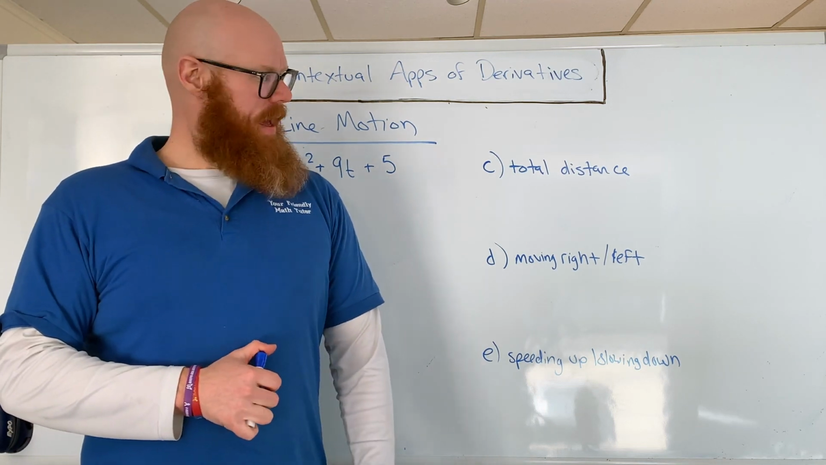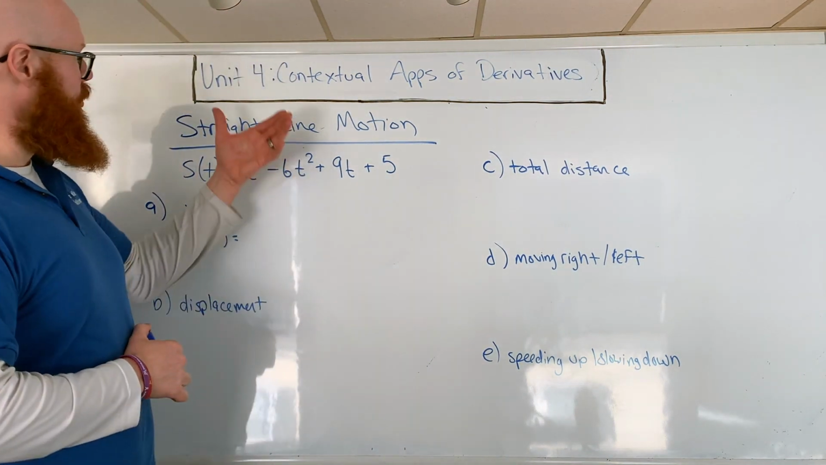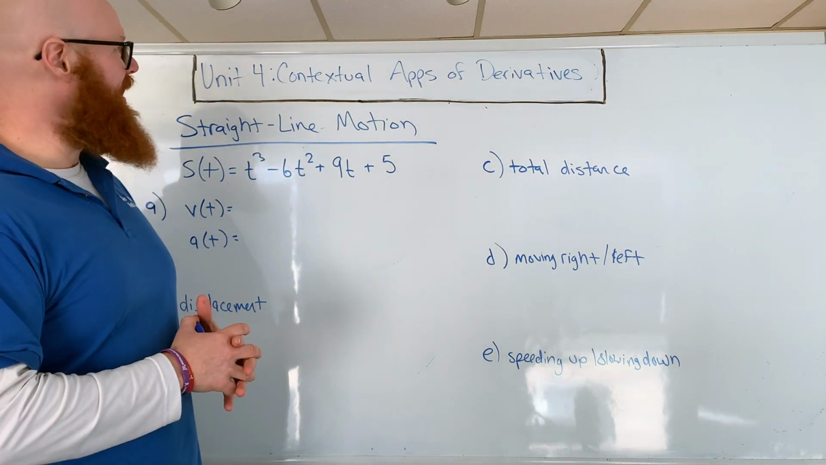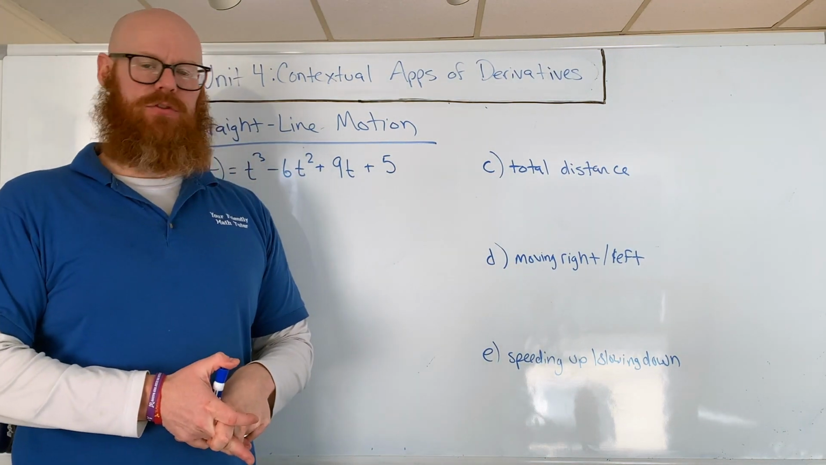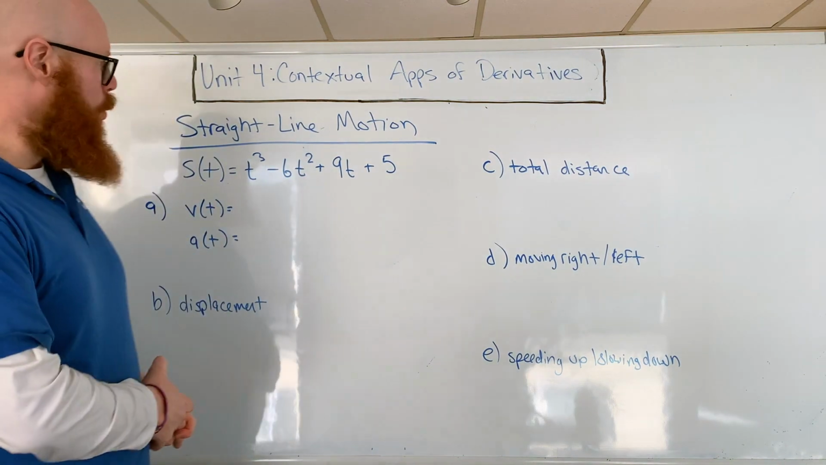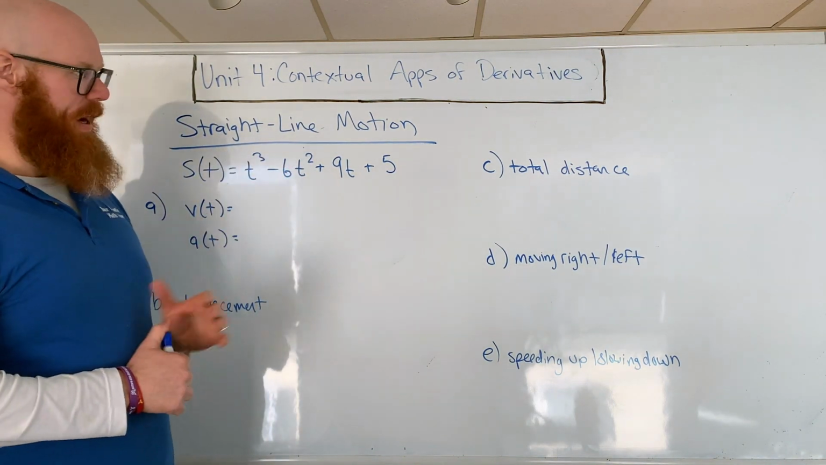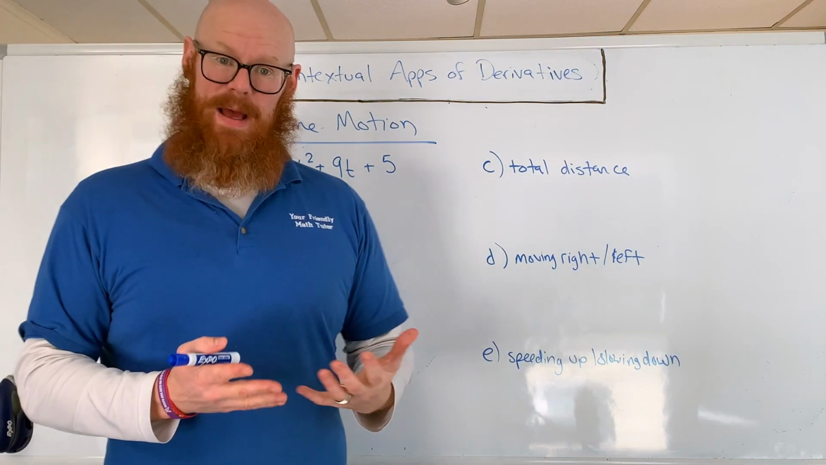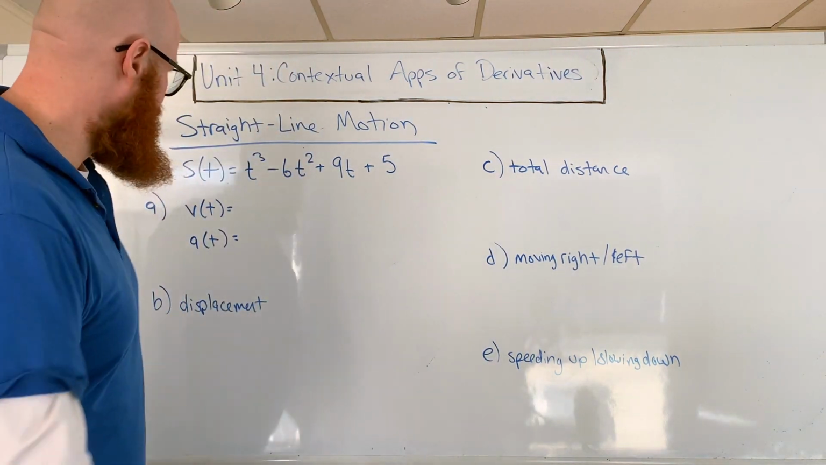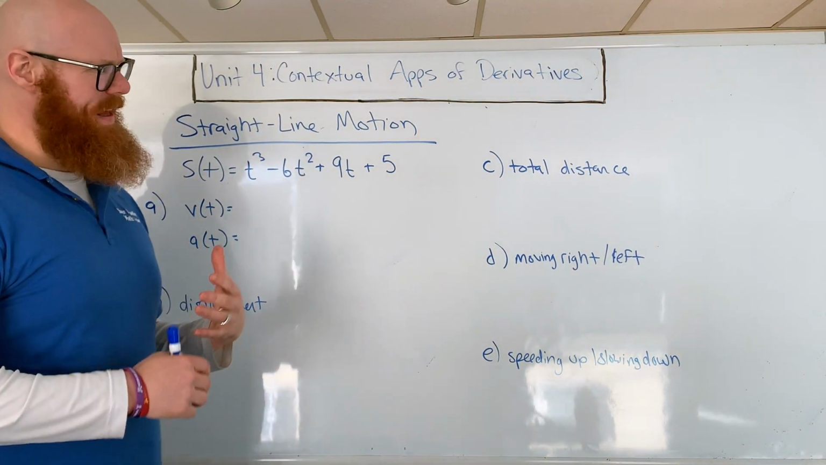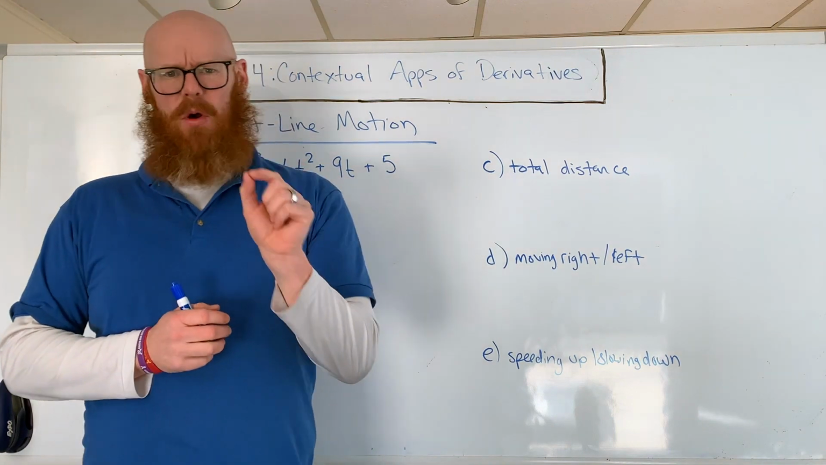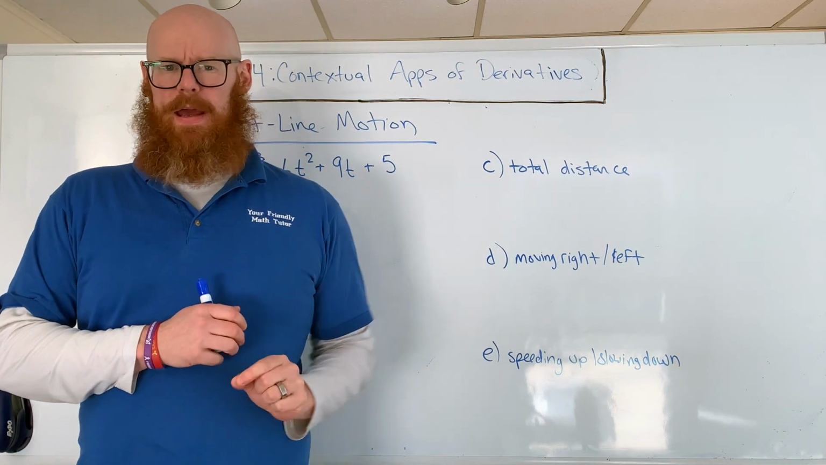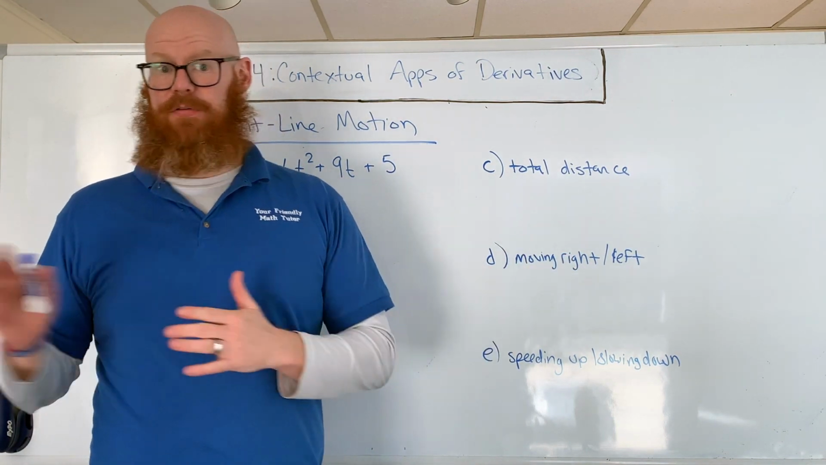All right. So let's dive in today. So Unit 4 is what's called Contextual Applications of Derivatives. And one of those applications is going to be straight line motion. So we're going to go through an example right now of a straight line motion problem. So basically what these are is, you just imagine you have this particle that's moving back and forth. It can only go two ways, left or right.